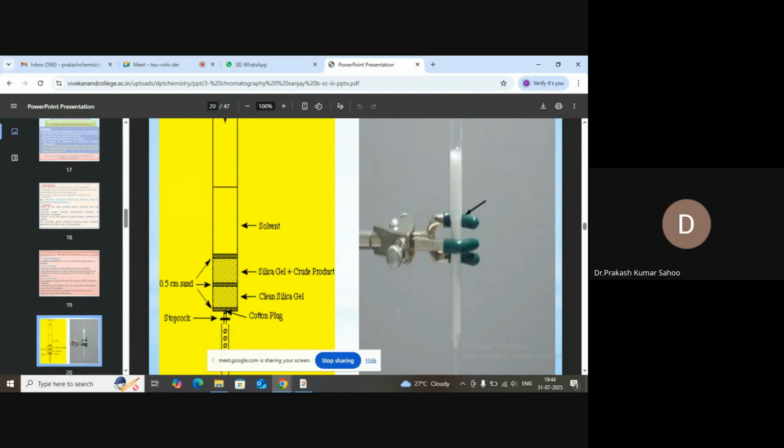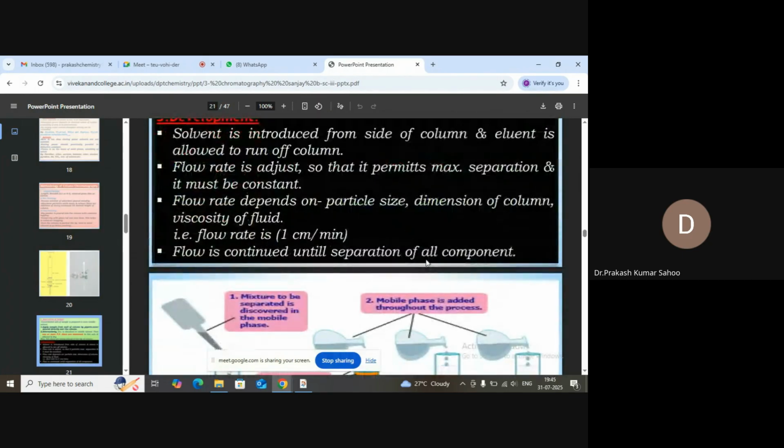This is a column we have, which is packed with silica gel of different mesh size, and cotton is used at the bottom and top. Here it is, cotton cloth. So cotton is used at the bottom and top, and between the cotton layers we have the silica gel with the different mesh size.